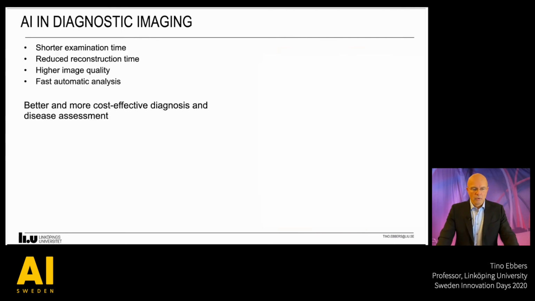So if we summarize this, AI and diagnostic imaging, then the things I see which are now already making their way into the clinic or already are in the clinic is that we get shorter examination times, reduced reconstruction times, higher image quality, and fast and automatic analysis. So in total, this will lead to better and more cost-effective diagnosis and disease assessment within imaging.